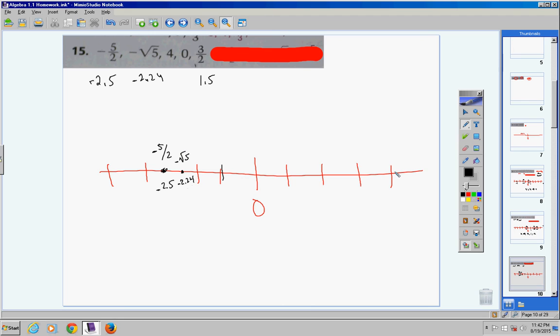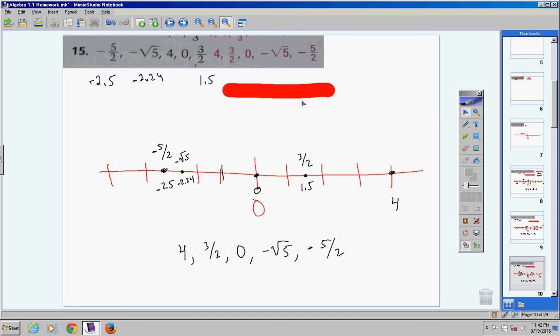And then of course we have positive 4. We have 0. And we have 1.5, which is the same thing as 3 halves. Alright, so starting with the largest number, we have 4, then we have 3 halves, then we have 0, then we have negative square root of 5, and then we have negative 5 over 2, and hopefully that will be the right answer. And it looks good.